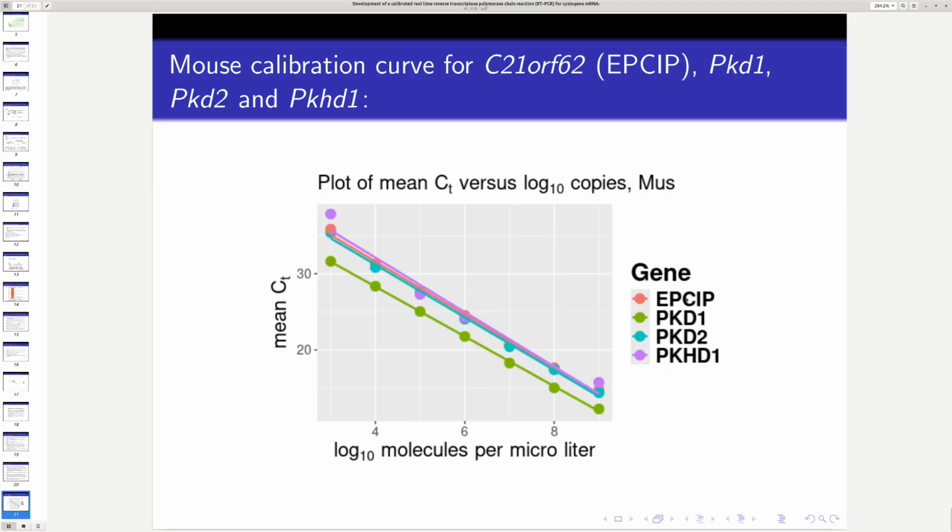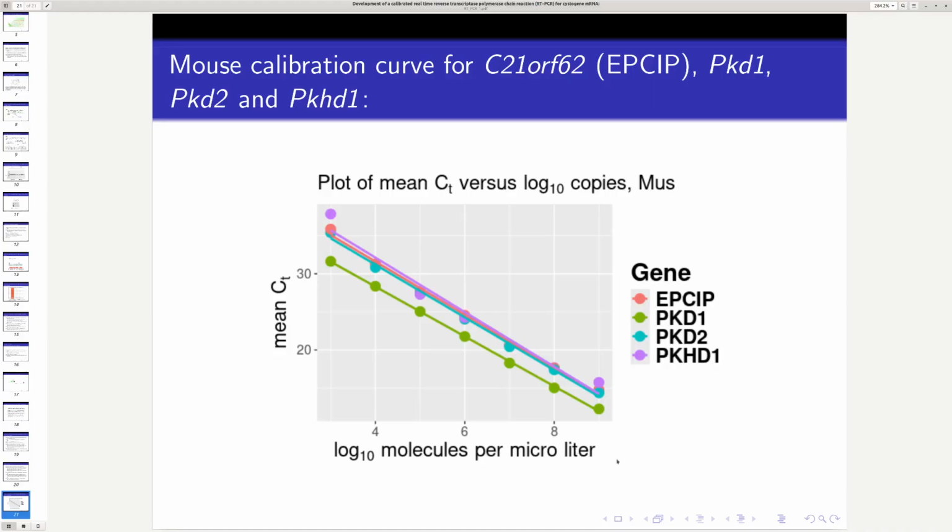Now, the Pkhd1, Pkhd2, and Pkhd1 are all behaving very, very similarly, but the Pkhd1 seems to be slightly more efficient than the others, perhaps because the primer's better and it primes more efficiently. But the point is that if you have unknowns and you have a CT, you can work out the number of molecules you've got per microliter for each of these genes and each of their mRNAs.